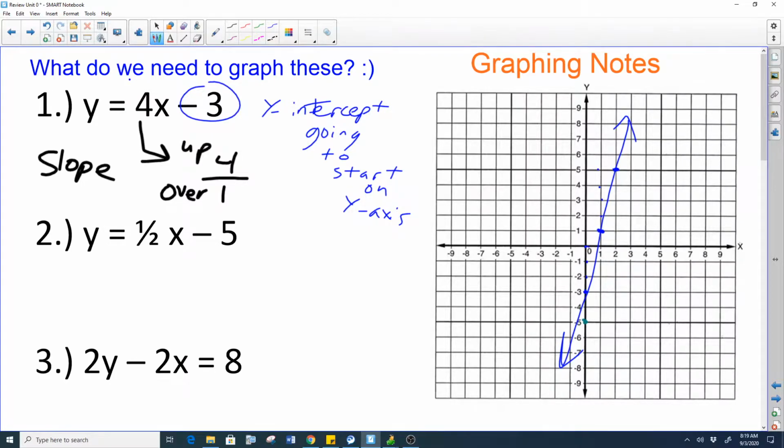So we're going to start at -5. And then, what do you think, Koopa? We got a slope going on. What would our slope be again?